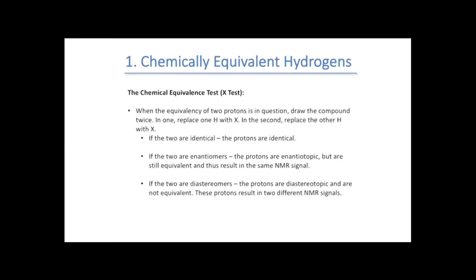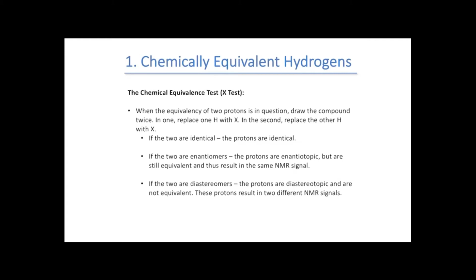So now that we have a good idea about how to determine the types of hydrogens in rings and in simple structures, we want to go a little bit deeper and look at what we call the chemical equivalency test. If you're ever unsure if two protons are equivalent to each other, you can do the chemical equivalence test, or the X test.